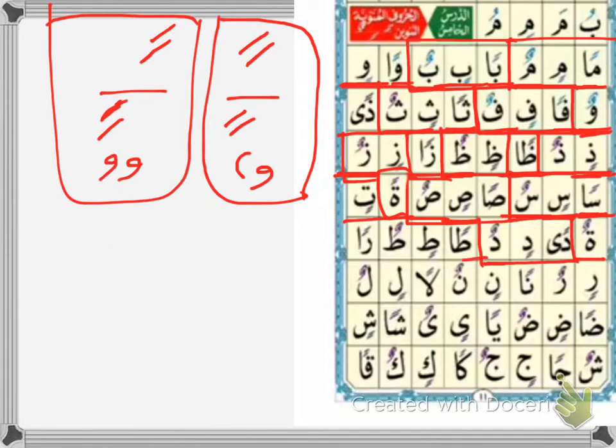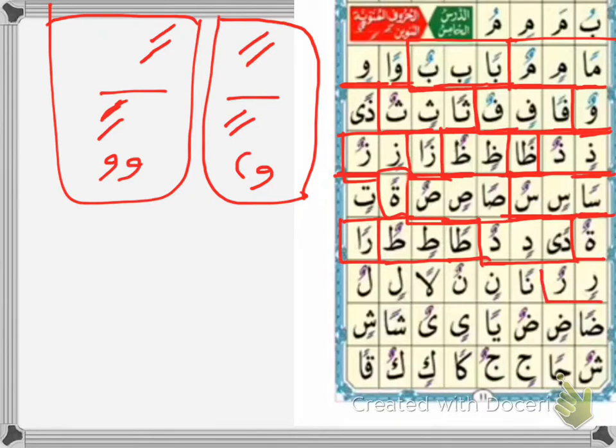Next letter is the طا. طا فتحتين طن. طا كسرتين طن. طا ضمتين طن. Next is را.